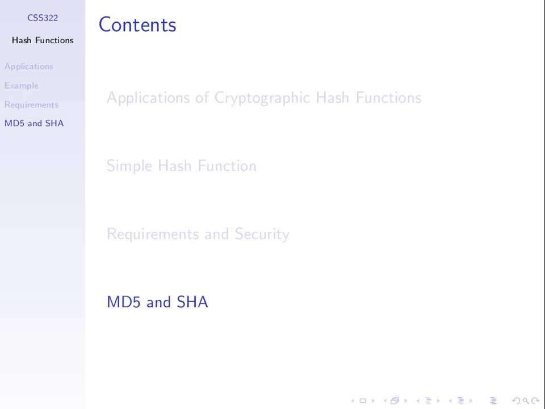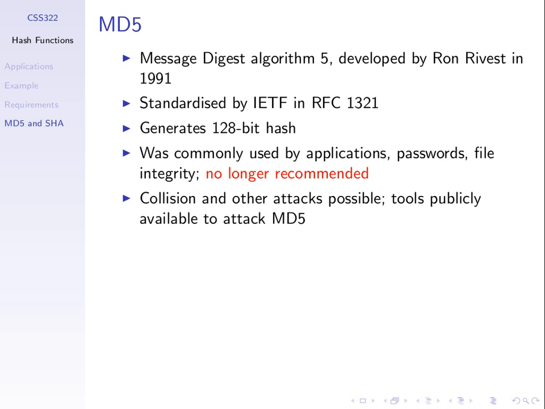Let's finish with just two mentions of two common hash functions which are in use. MD5, the message digest algorithm developed by one of the guys who developed RSA, Ron Rivest. The hash length is 128 bits. It was, and in fact is still commonly used. You'll see different applications still use MD5, but it's considered weak. There are some attacks that make it possible to find collisions. So it's considered weak and not recommended for use anymore. But you'll still see it in use.